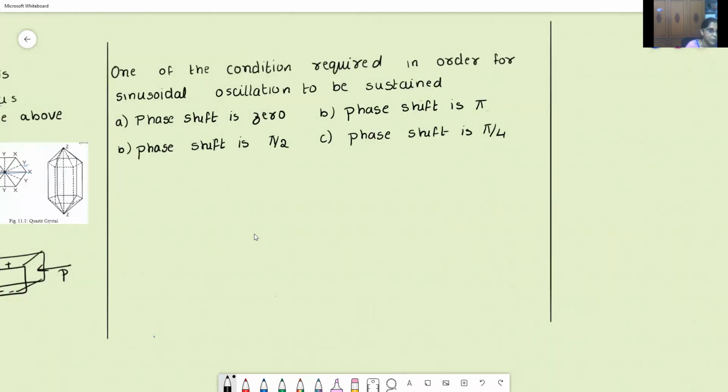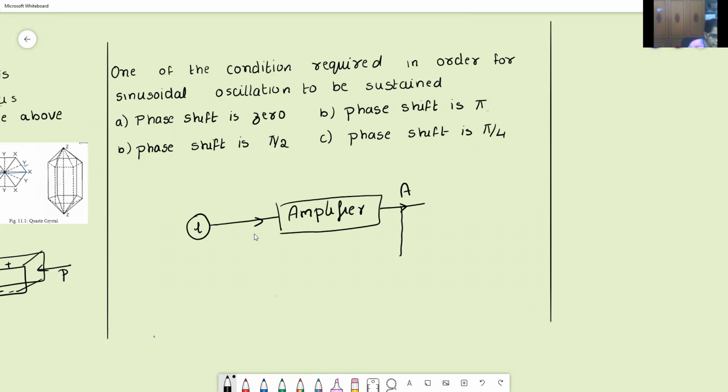Okay, next we have this. One of the conditions required in order for a sinusoidal oscillation to be sustained is what? So in an oscillator what happens? You have an amplifier, for which an input signal is given. Then there is an output signal. This will have a gain A. Now what happens in this one? This output is taken and it is given back, so there is a feedback. This feedback gain is going to be beta.